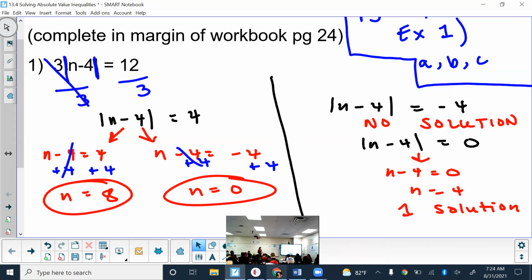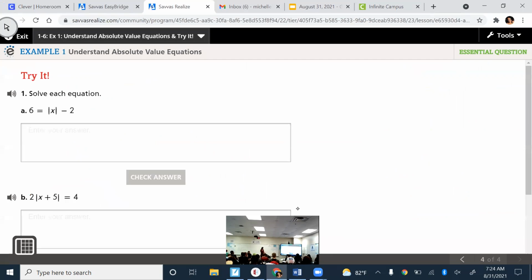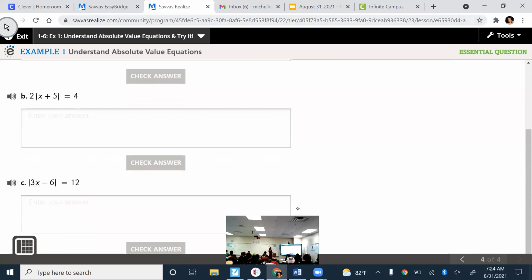All right, so yesterday we did the first problem from our try it here. That's in your workbook on page 24 if you want to follow along. So we still need to review B and C. All right, B is similar to the one we just did. What do I do first for this one? Are the bars isolated? All right, they're not isolated right now, so we need to isolate them.